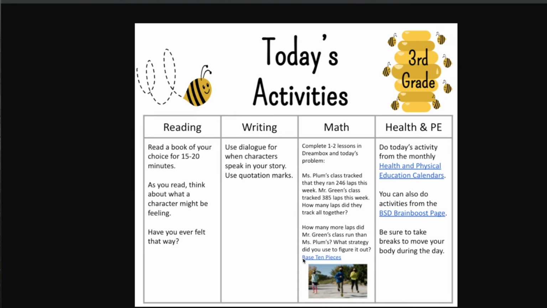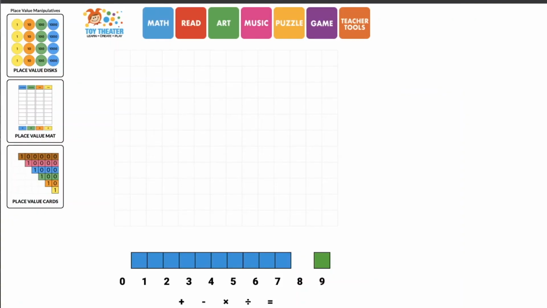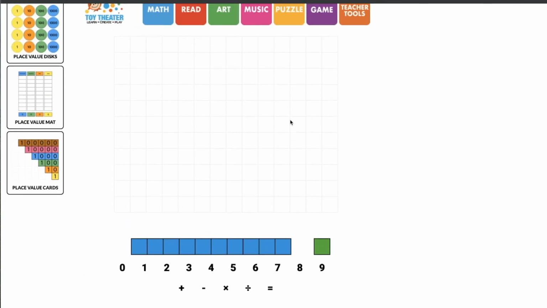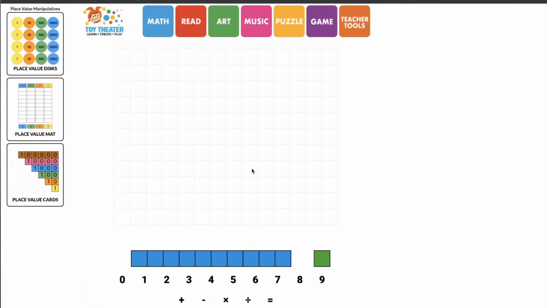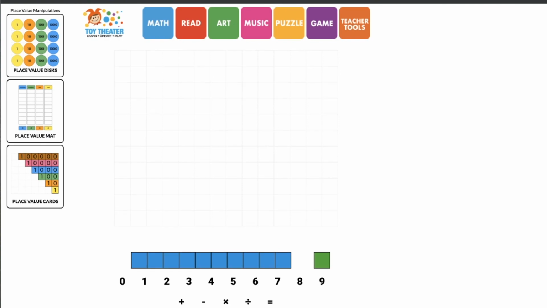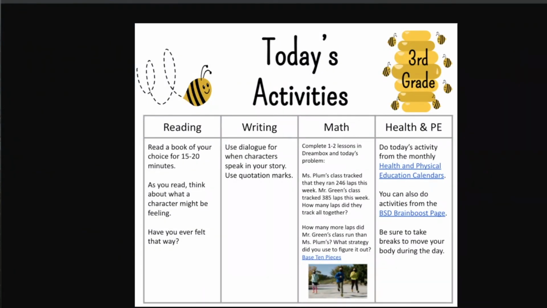And you have this link right here where you can go to some base 10 pieces, and it takes you to this right here where you can use some blocks and see if that can help you to be able to come up with the solution. And always, we're going to do our health and PE activity for today on the calendar, and make sure that you're getting your body moving, that you're getting your blood pumping.